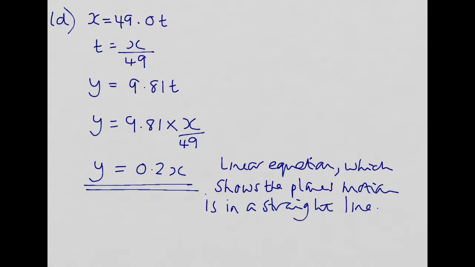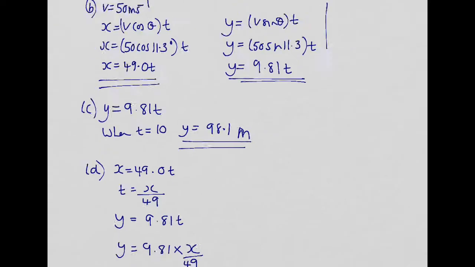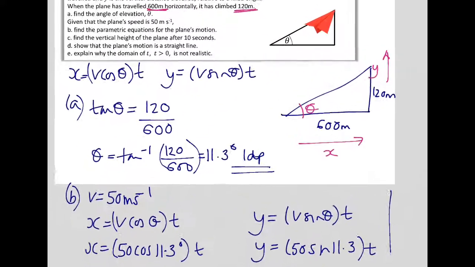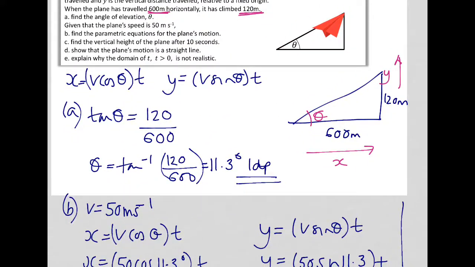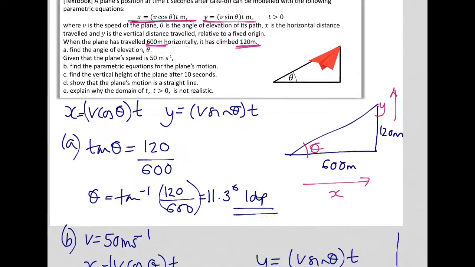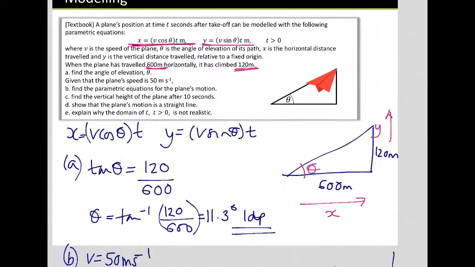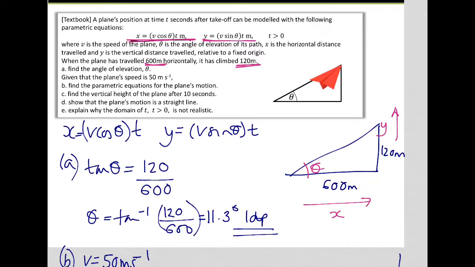So, last part, let's have a look. Explain why the domain of t greater than 0 is not realistic. Right, I'm going to go back and look at what this question's about because I'm starting to forget. Because sometimes it's in here. A plane's position at time t seconds after takeoff can be modelled with the following parametric equation.